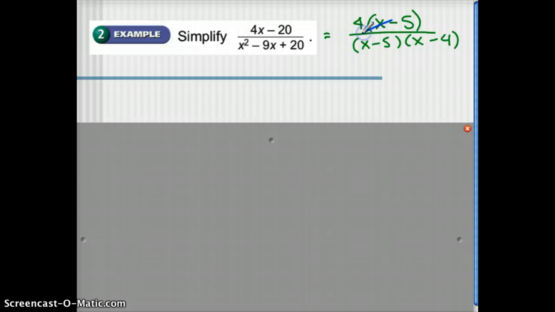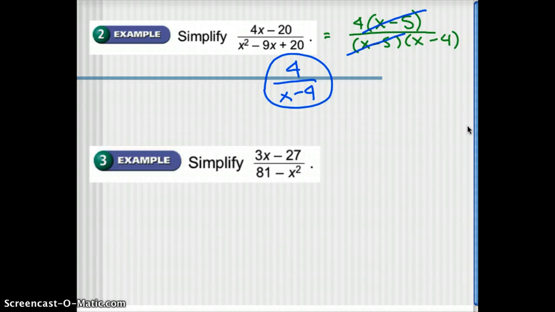They both have a common factor of x minus 5. Those are gone. Then we have 4 over x minus 4. I have this 4 on top and the 4 on the bottom, but notice it's not being multiplied this time. It's just like a minus 4. It's not a factor in that case. I can't get rid of it. This is my simplified expression, 4 over x minus 4. Okay, let's try another one.